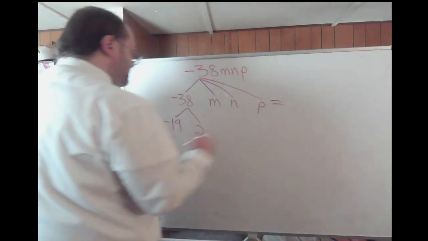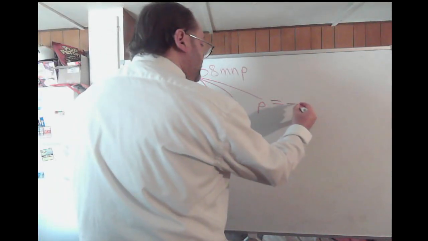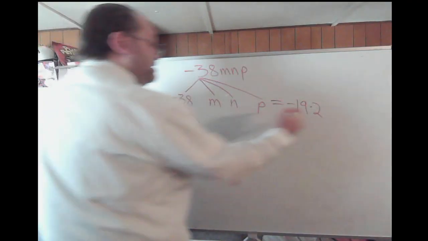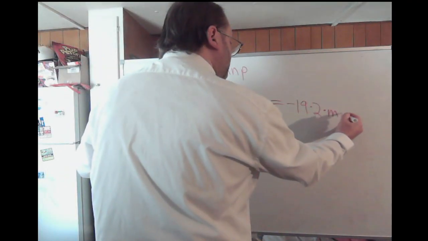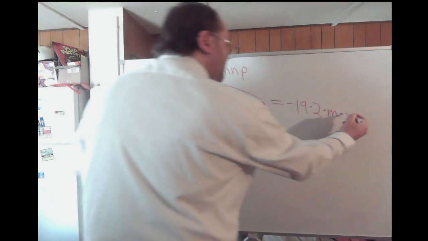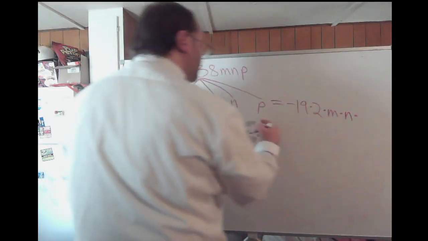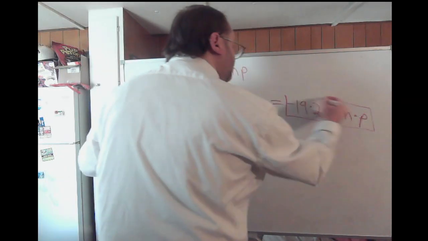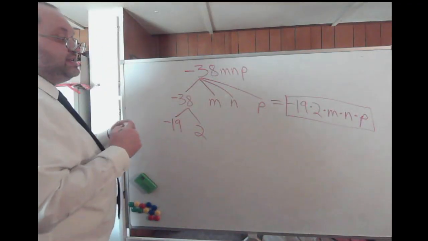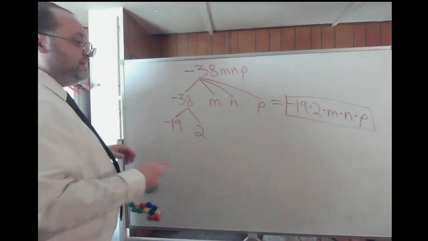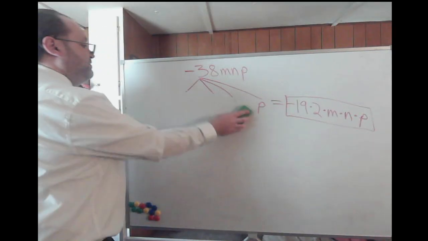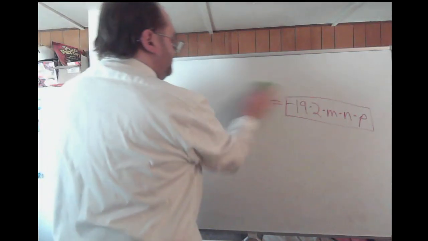So your prime factorization is going to be negative 19 times positive 2 times m times n times p. That would be your prime factorization for this, negative 19 times 2 times m times n times p. And it's good that you're seeing how the negative numbers work with these factorizations.